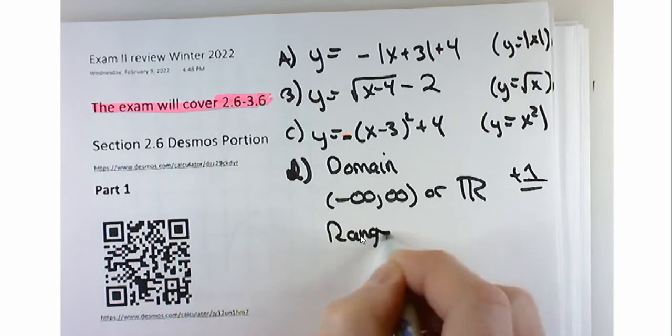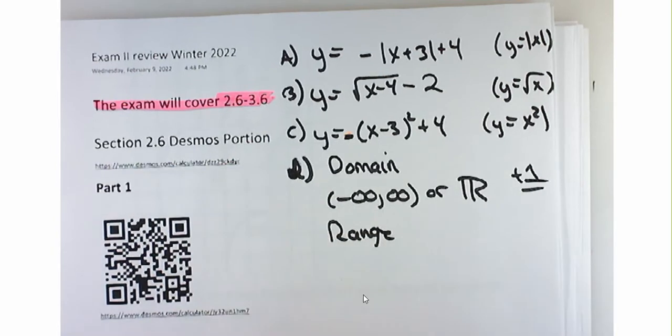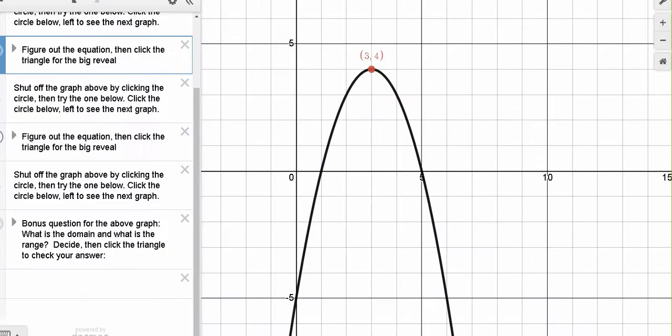Anyways, the range. We're going to have to think a little bit more on the range. Range is your y values. We want to go from lowest to highest. So the lowest y value that you're going to see would be what? That's going all the way down to negative infinity. Good, so negative infinity up to 4.